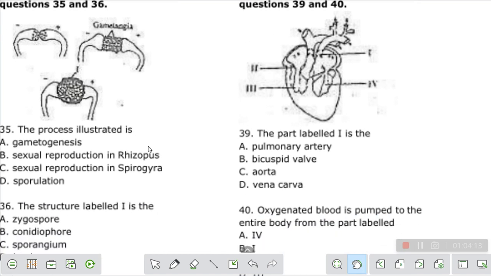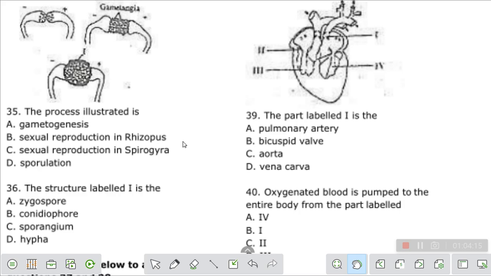Option D, sporulation. So what do you think will be the answer? Is this gametogenesis? Is this sexual reproduction? And what's the answer? Just try it. So you can see the word gametangia already. So I think that should give you a clue.